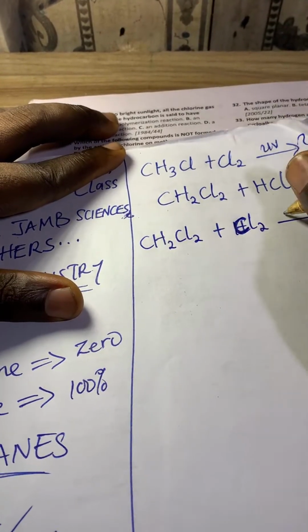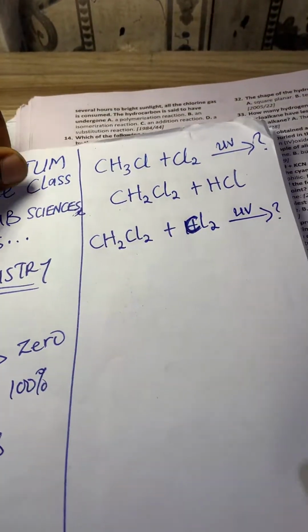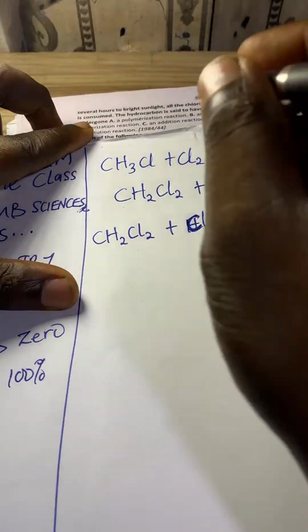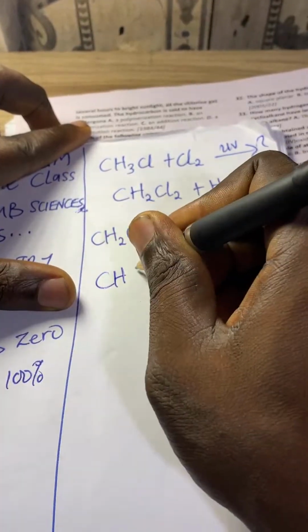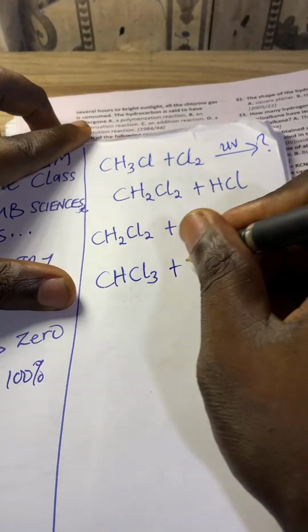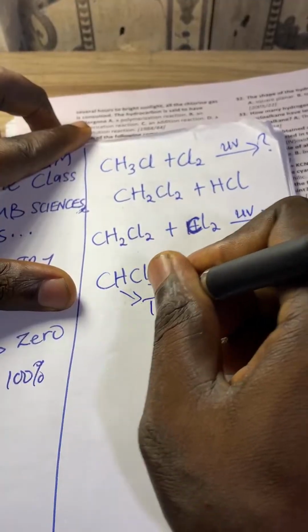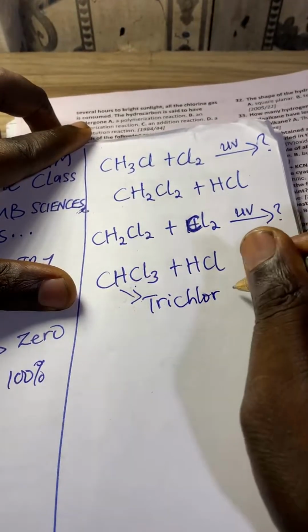It will give you a product in the presence of UV. Remember, the reaction is photo-dependent. It can only occur in the presence of light. So one chlorine will come and replace a hydrogen, and it will give you CHCl3 plus what? HCl. This is what we call trichloromethane. Trichloromethane is usually common.